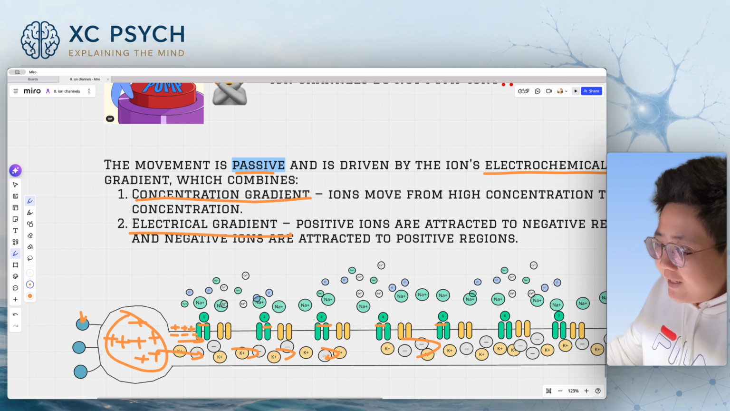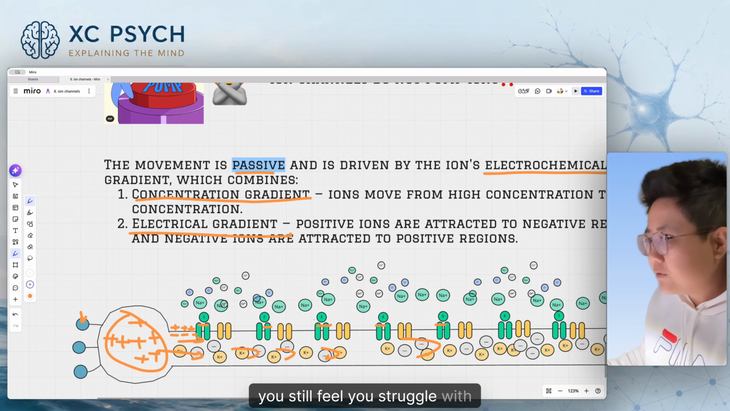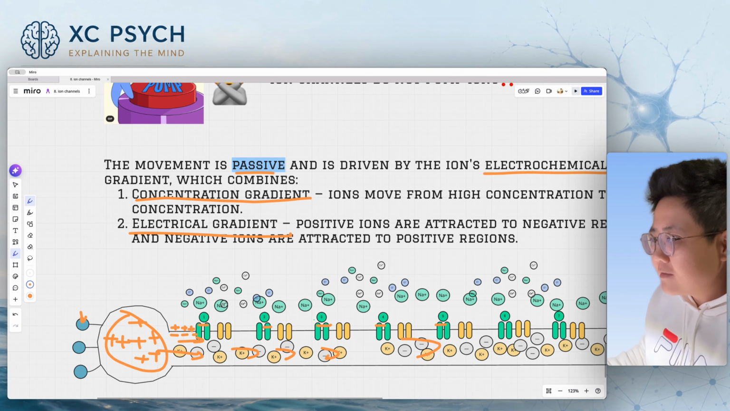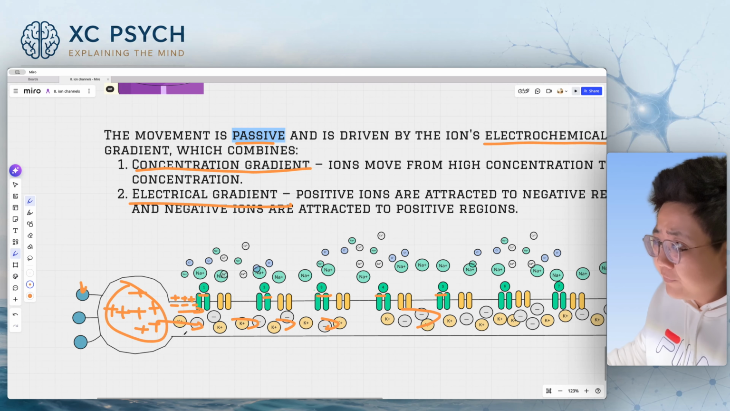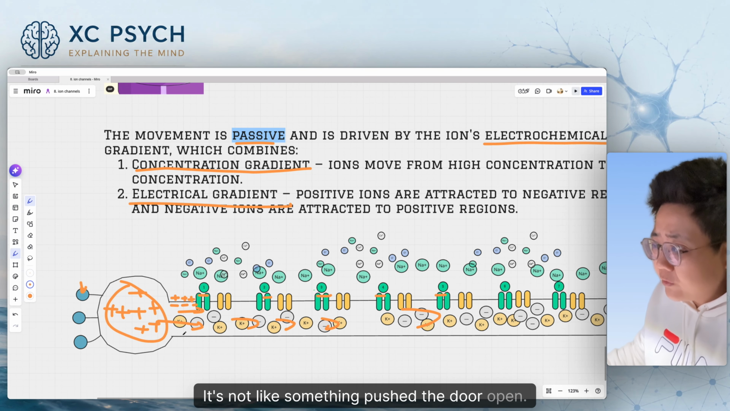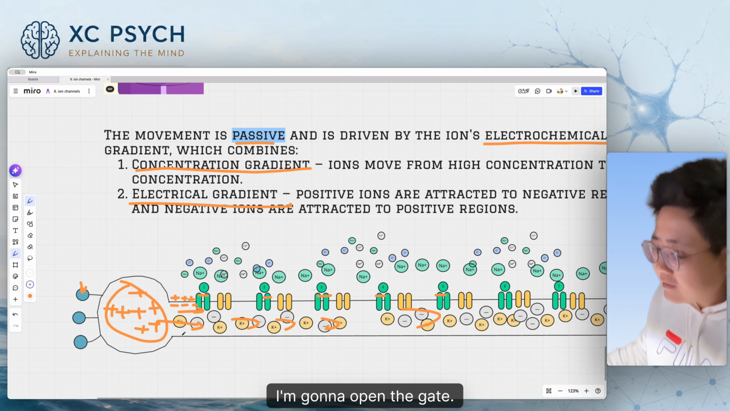Why is it passive? If you still don't think it's passive, you still struggle with this concept, just remember it needs the positive charge for the gate to open. It's not like something pushed the door open. It's more like, hey, wow, here are positive charges, I'm going to open the gate.